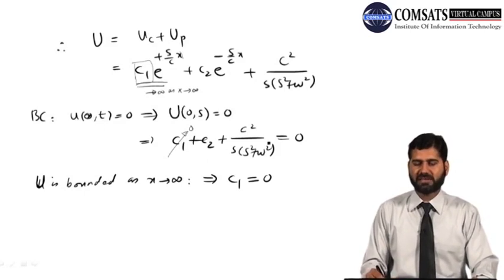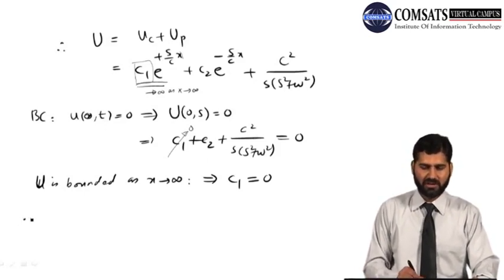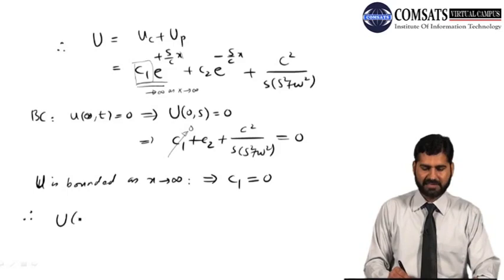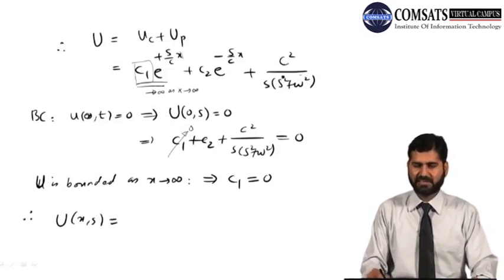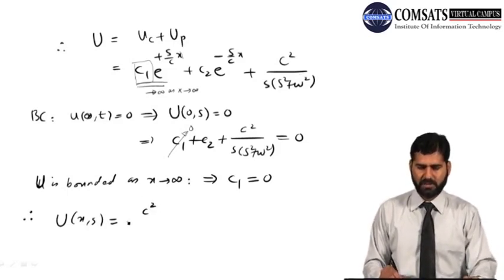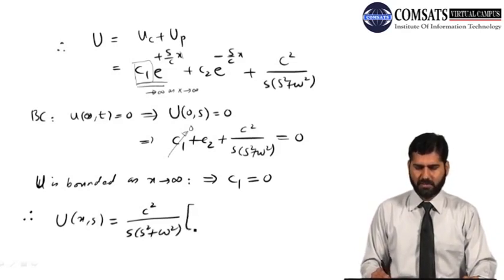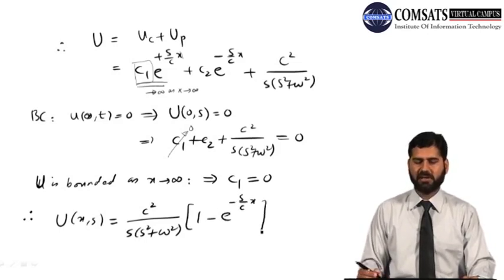So c2 is equal to minus this one. Therefore, your U(x,s) is equal to, c2 is negative of that. If I take this as common, I will get c square over s times (s square plus omega square) and (1 minus e to the minus s x by c). This is what you will get. Now you can take the Laplace inverse transform to get the solutions, right?